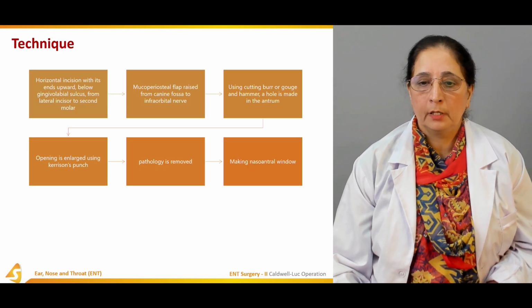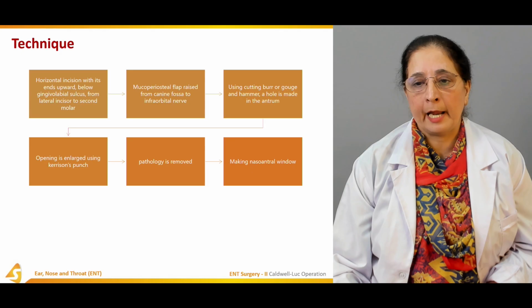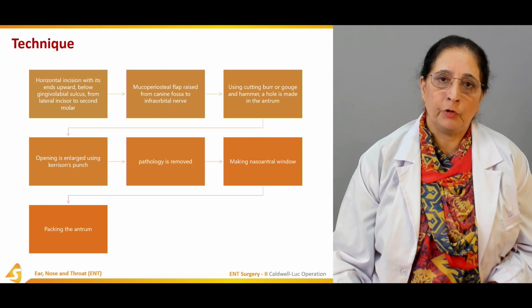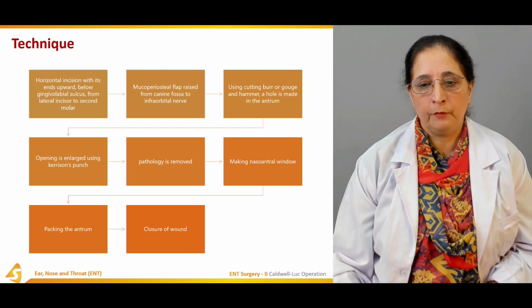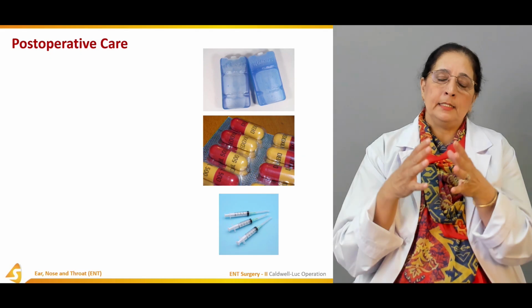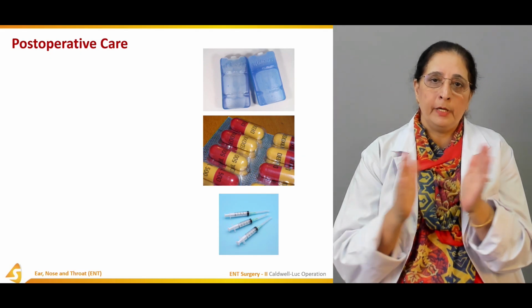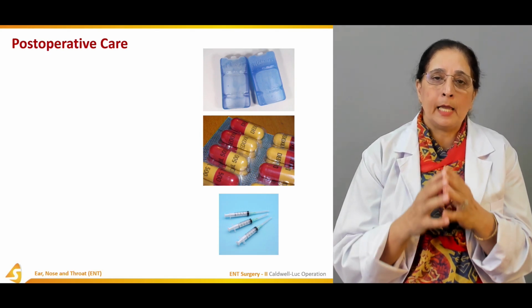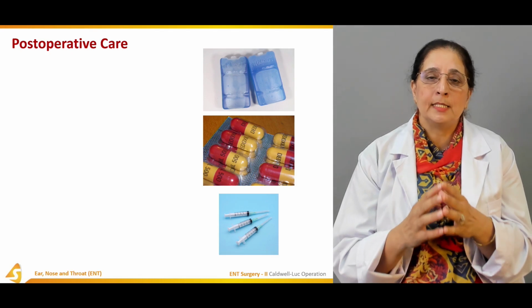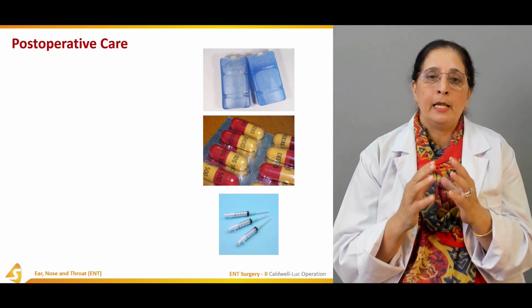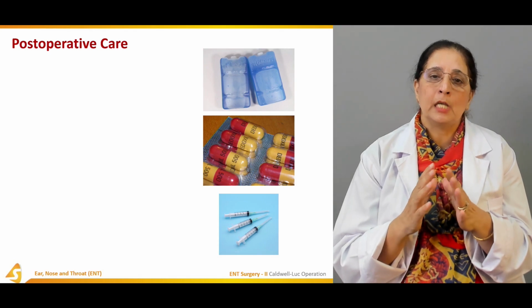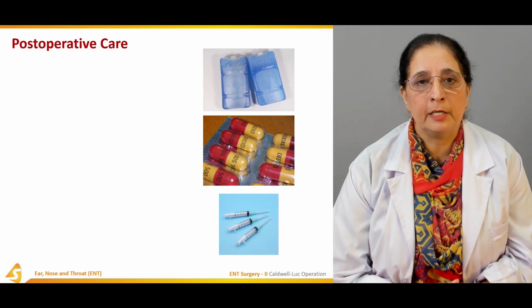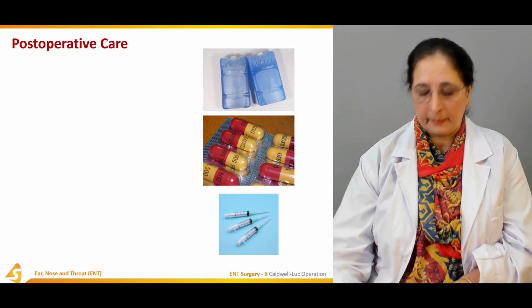Pathology is removed, making a nasoantral window. Packing of the antrum is done. Closure of the wound is done. So all that is the technique. The opening is made and widened, and any pathology present, any abscess or suppuration, needs to be sucked out, and any foreign body needs to be removed. Contraindication is a patient below 17 years of age; we should not use the procedure.